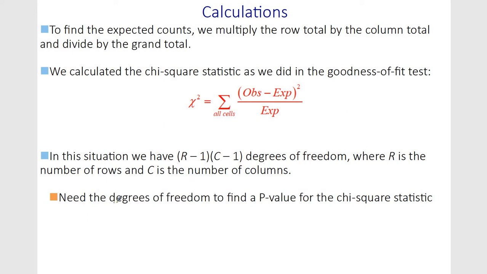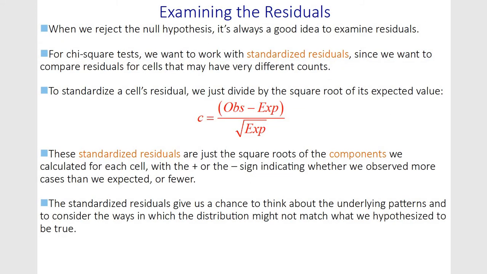You need your degrees of freedom to find the p-value, so you can't mess up the degrees of freedom or you mess up everything. Fun, right? When we reject the null hypothesis, we have to look at the residuals. Residuals are super important. Don't forget them. In general, we always talk about them.